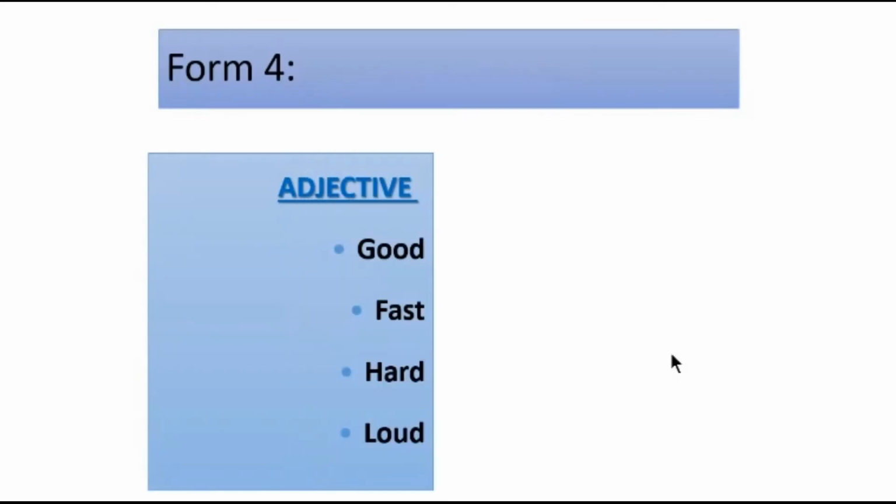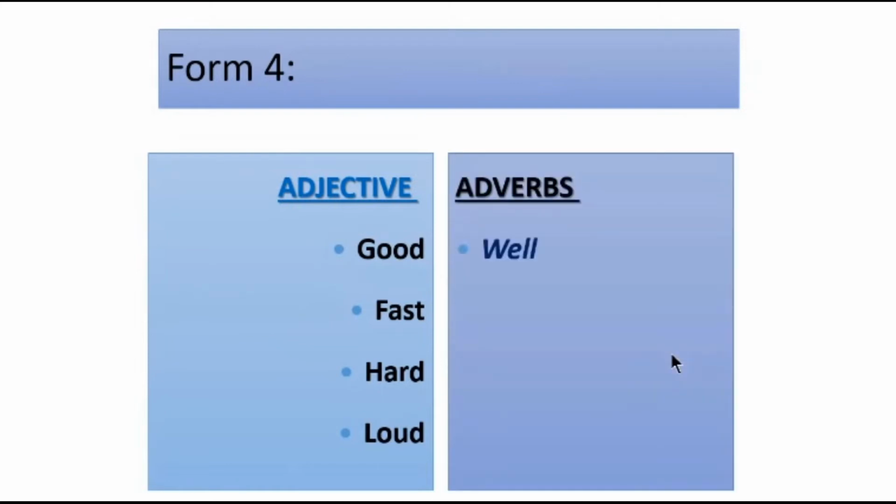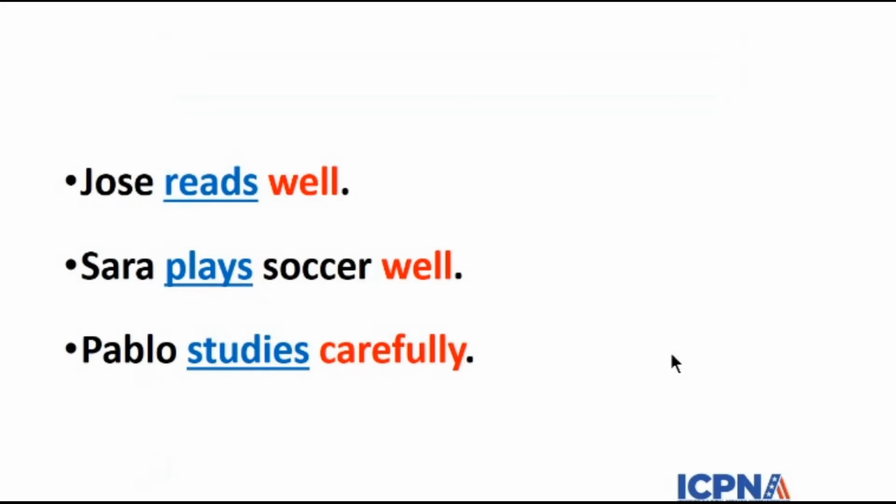So we have irregular adjectives, okay? For good, well; fast, fast; hard, hard. Loud, you have two possibilities: loud or loudly. Pay attention here. For example, you can say, Jose reads well. Sarah plays soccer well. Pablo studies carefully.